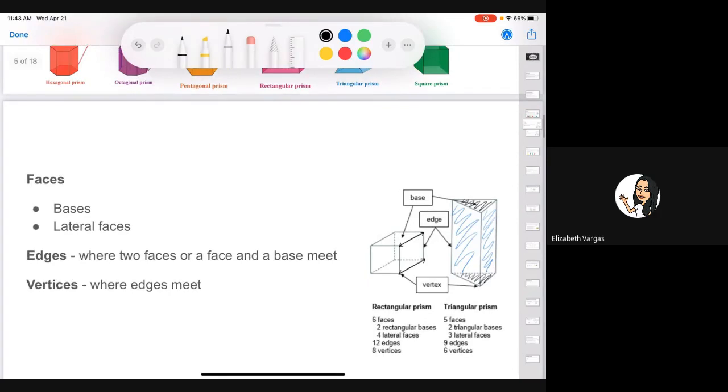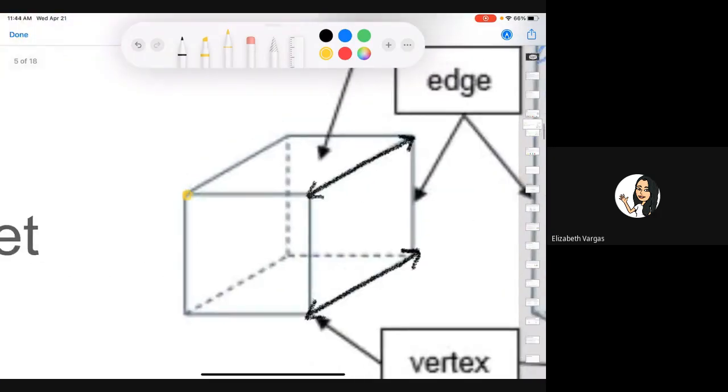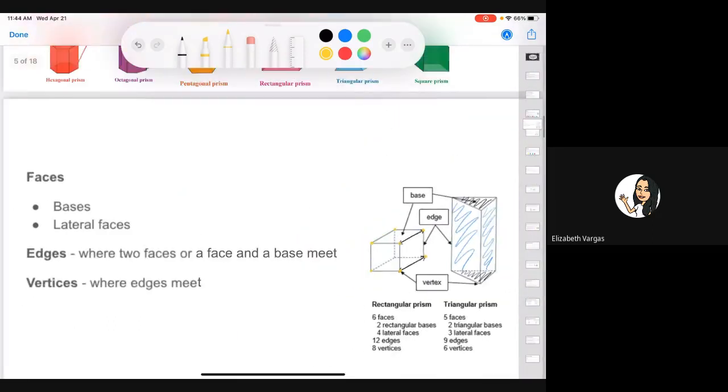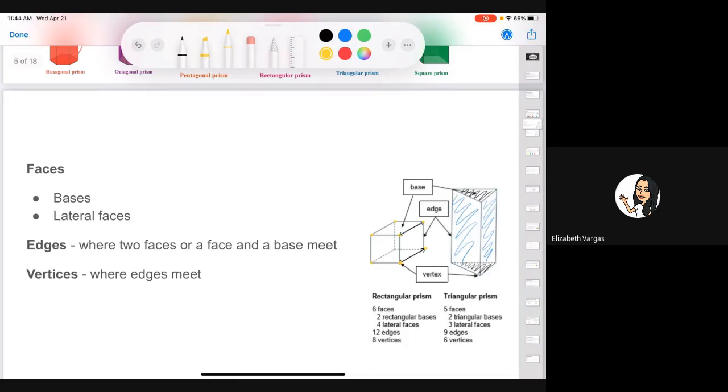different shapes. And then we also have vertices. Vertices are where the edges meet. So for example, our vertices would be right here, these points where they connect. So these are what we know as vertices. Okay, does anyone have any questions about faces, edges, or vertices?